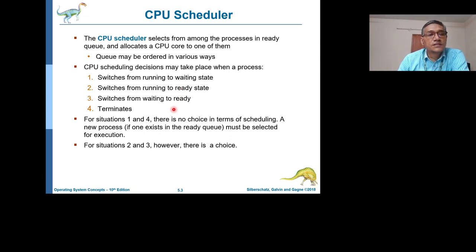The third situation is when a process switches from waiting state to ready state. And the fourth situation is when a particular process terminates. For situations 1 and 4 there is no choice in terms of scheduling. A new process must be selected for execution. For situations 2 and 3, there are several choices.